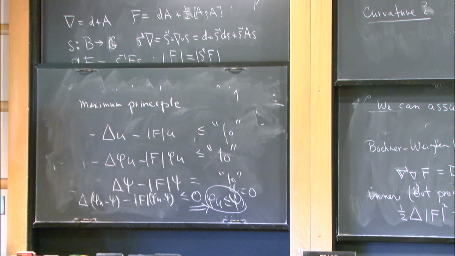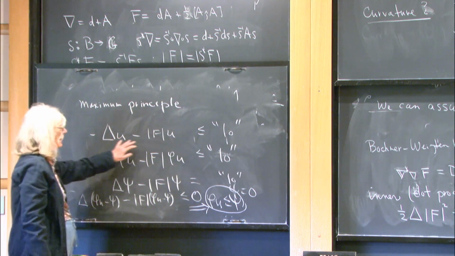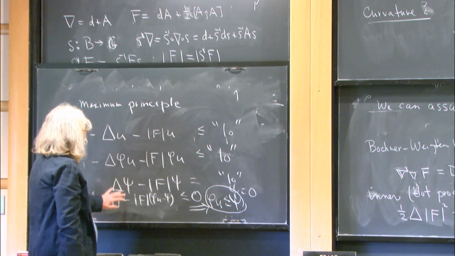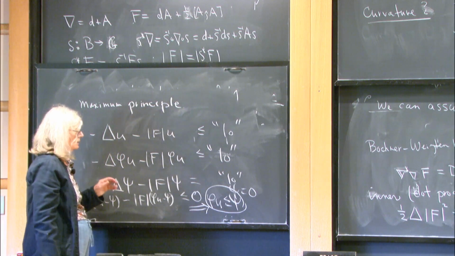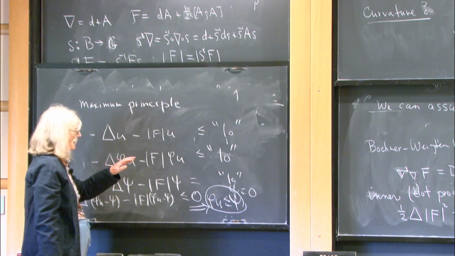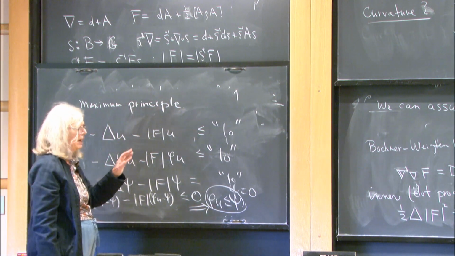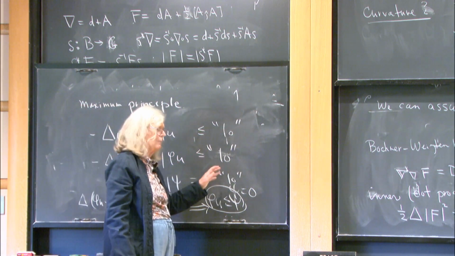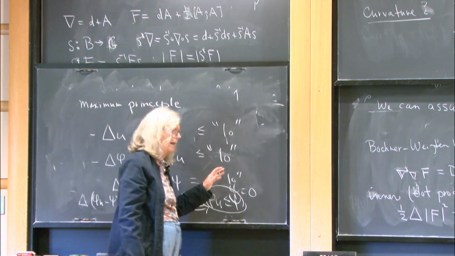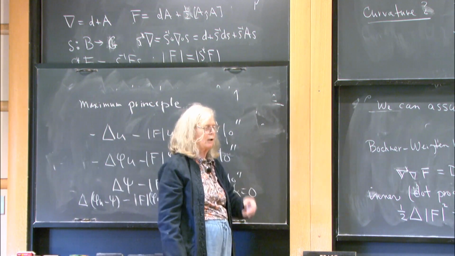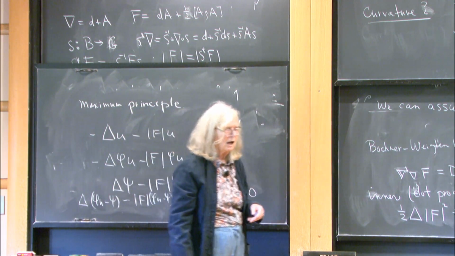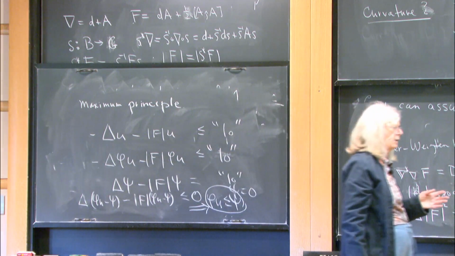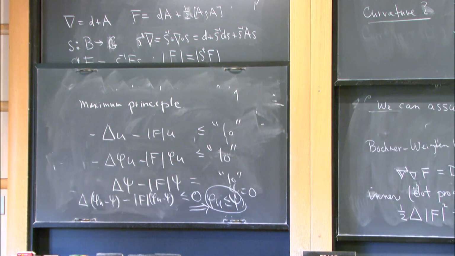So the point is we get an inequality like this, we apply the maximum principle, and that tells us u is in a better space, which tells us that f is in a better space. And it turns out that all we need is to get f in a little bit better space than L2, and then we can use a bootstrap argument to get estimates on the maximum norm of f.